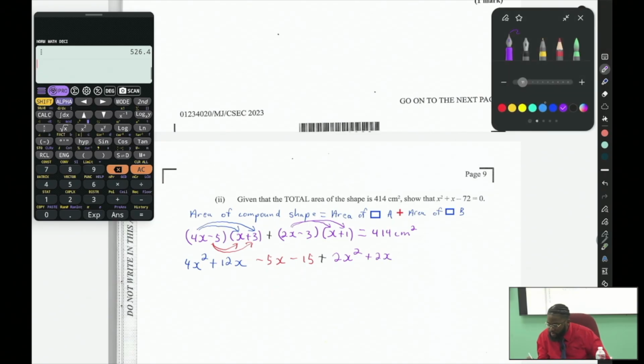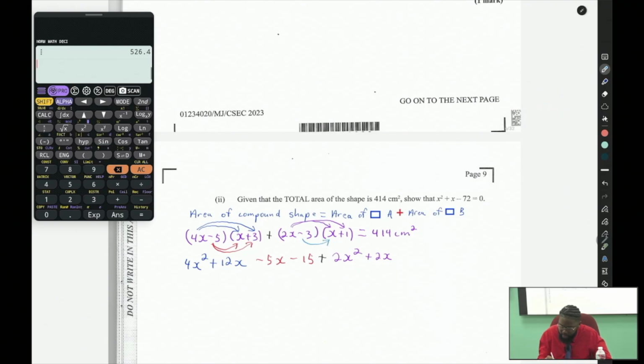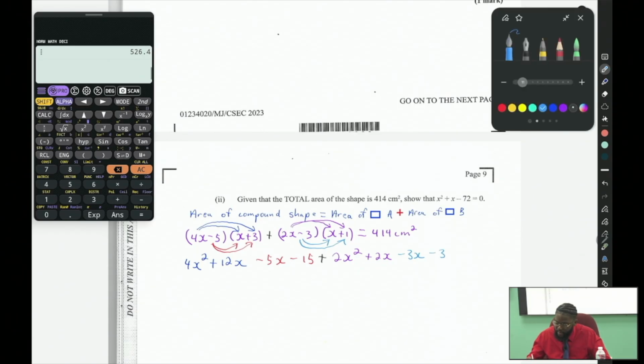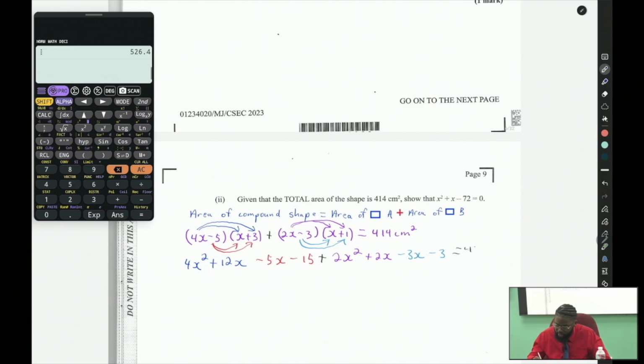And then next, let me use this blue. We're going to multiply negative 3 times x, negative 3 times 1. So negative 3 times x is going to give us negative 3x. Negative 3 times 1 is going to give us negative 3. And all of that is equal to 414. So let's go ahead and simplify.